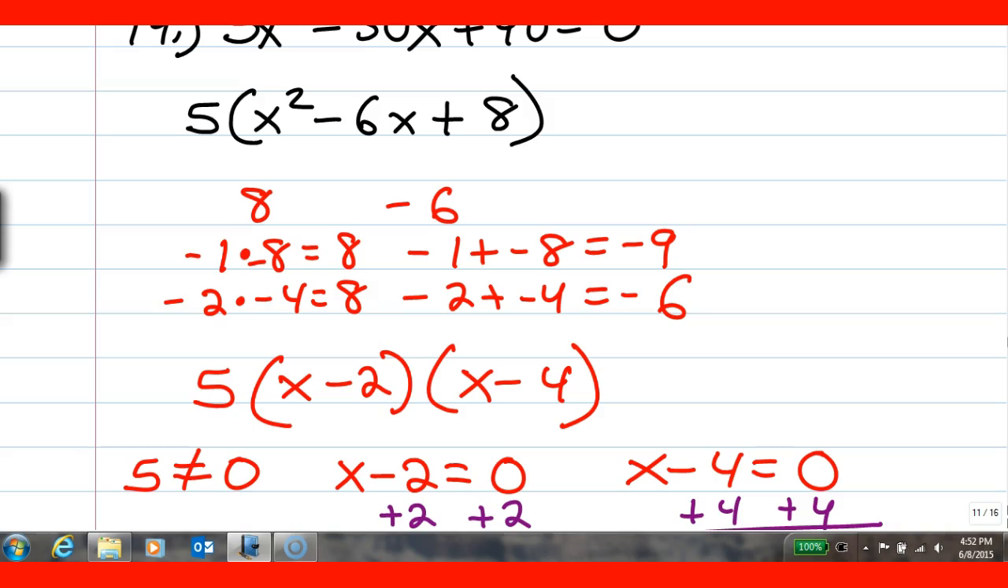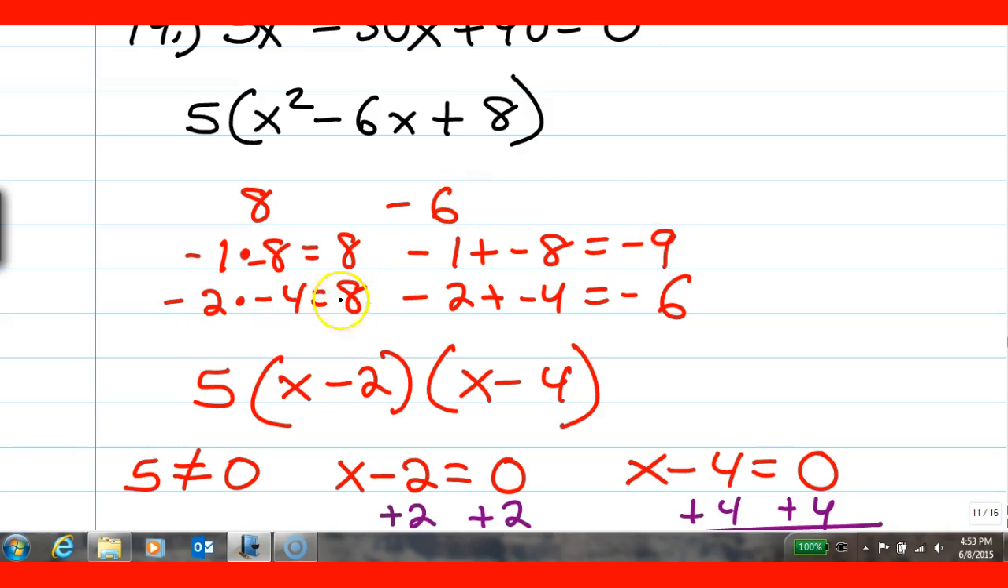So knowing that, my factors to create a positive on the first one are going to both have to be negative. A negative times a negative makes a positive. So a negative 1 times a negative 8 equals 8. Well, negative 1 plus negative 8 equals negative 9. I want a negative 6, so that one's not correct.